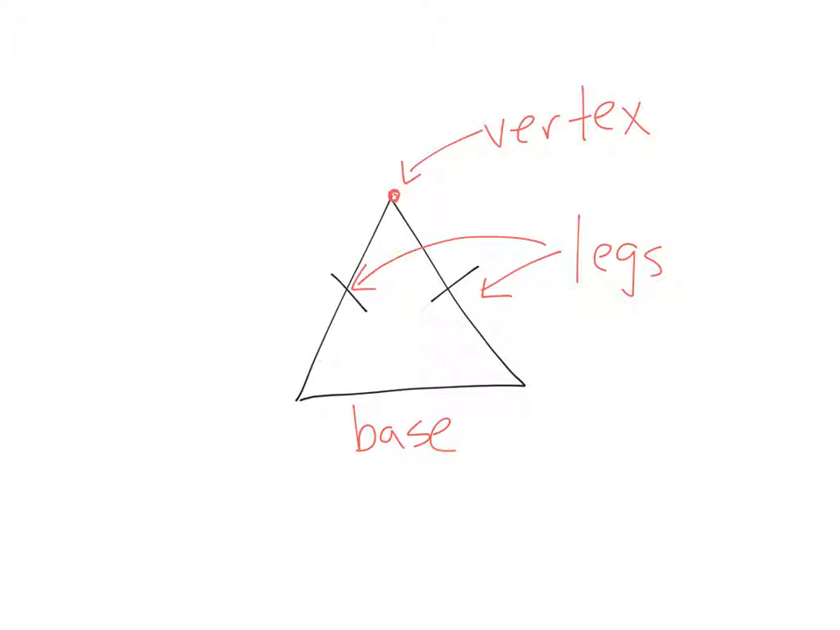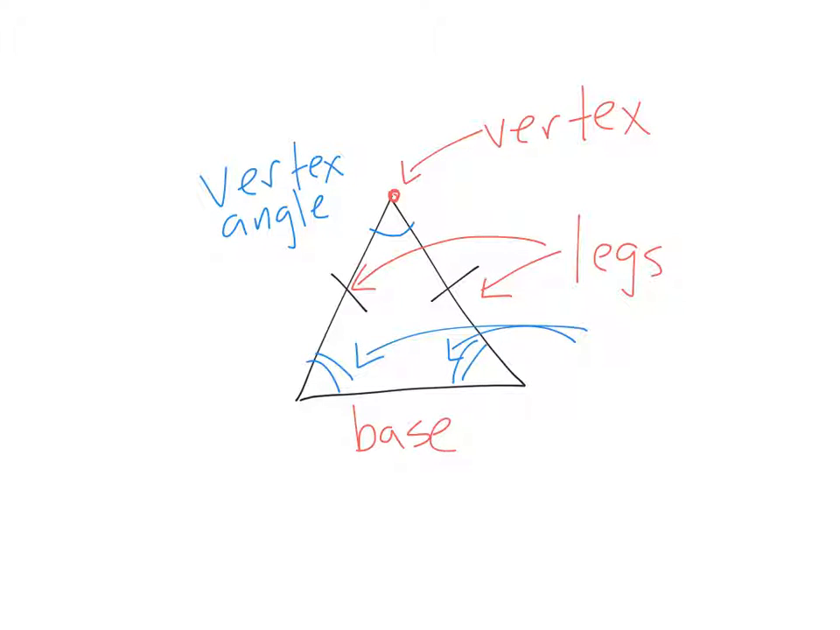And then every angle also has a name. This angle right here, which is the angle whose vertex is the vertex, is called the vertex angle. And the other two angles down here at the bottom, so this angle and this angle, are called base angles. And that's some vocabulary related to isosceles triangles. We can name all the sides. Two of the sides are legs, one of the sides is a base, one of the angles is the vertex angle, and the other two are base angles.